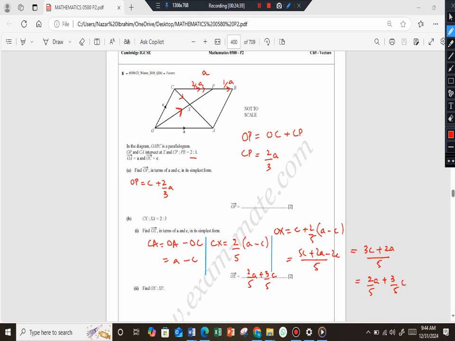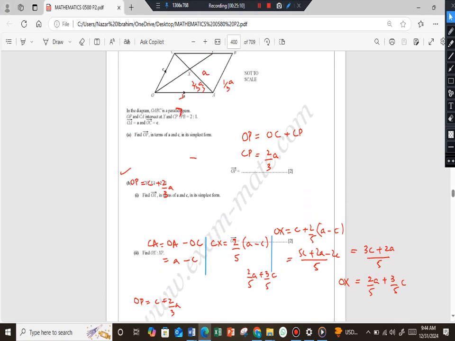Clear? Now find the ratio of OX to XP. OX is known, which I have just calculated. I need to calculate XP. I know OP, which I calculated earlier: OP was C plus 2 upon 3A. OP is basically the sum of OX plus XP. So OP is equal to C plus 2 upon 3A, and OX is equal to 2 upon 5A plus 3 upon 5C. I need to calculate XP because the XP magnitude is necessary.